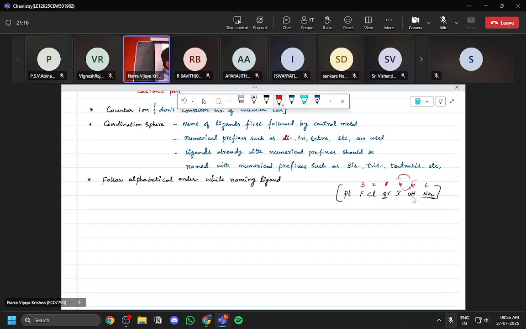If they give name of the complex, we need to write the formula. While you are writing formula, observe this case. Here also, I need to follow alphabetical order. Which has to be written first? Not alphabetical order based upon the name, but alphabetical order based upon the symbol, formula of the compound. So I have to write as platinum, then bromo, chloro, fluoro, hydroxido, iodo, nitrito.